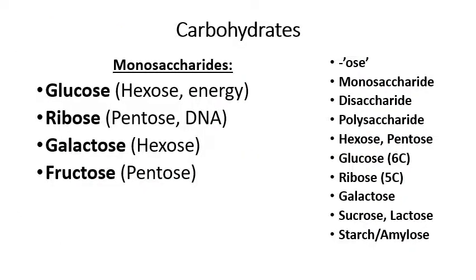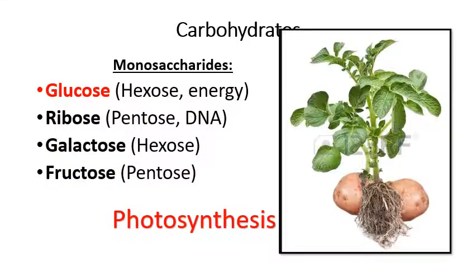Okay, so glucose is a hexose that's used mainly for energy. Ribose is a pentose that's used to build DNA and RNA. Galactose is another hexose, and fructose is a pentose. So galactose and fructose are 2 other monosaccharides that are important for biology. Glucose is created through photosynthesis in plants, and then if you put together a whole bunch of glucoses, you have starch, and then you can put all that starch into a storage nodule, which we call a potato.